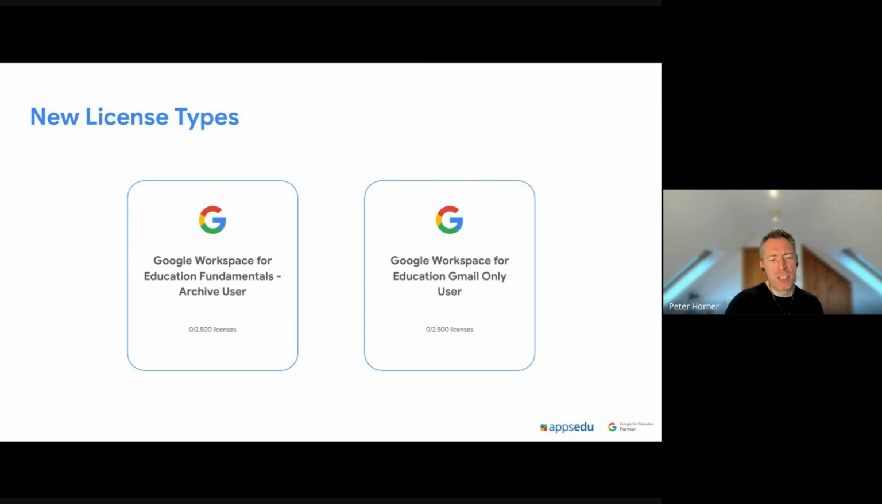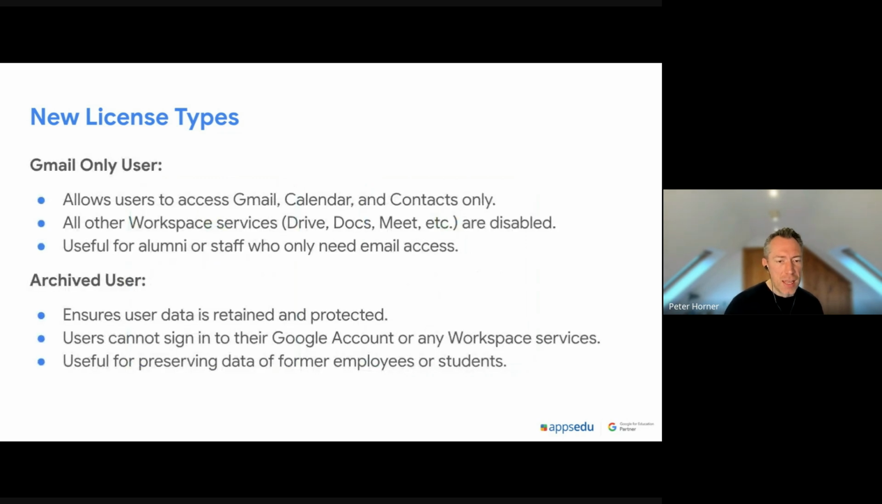So let's get into the interesting bit now, the new license types, which I think are actually going to be really useful going forward. So there's two new types. There is an archive user license and a Gmail only user license. So let's take the Gmail only user license first. This is exactly what it says on the tin, it's just for Gmail only.